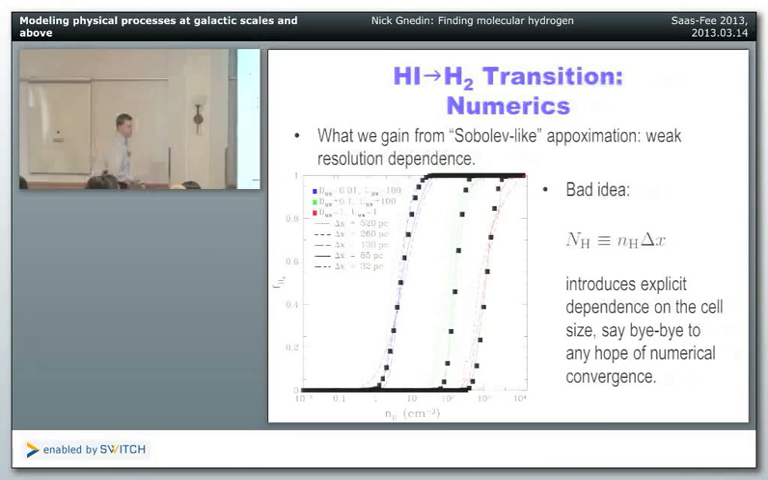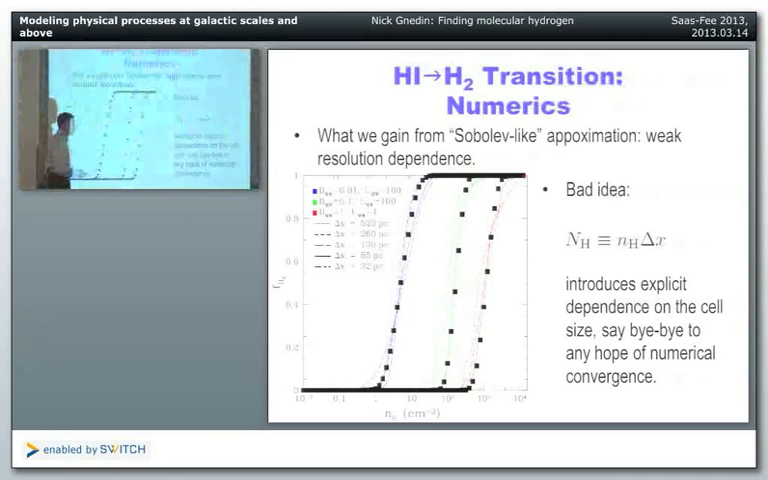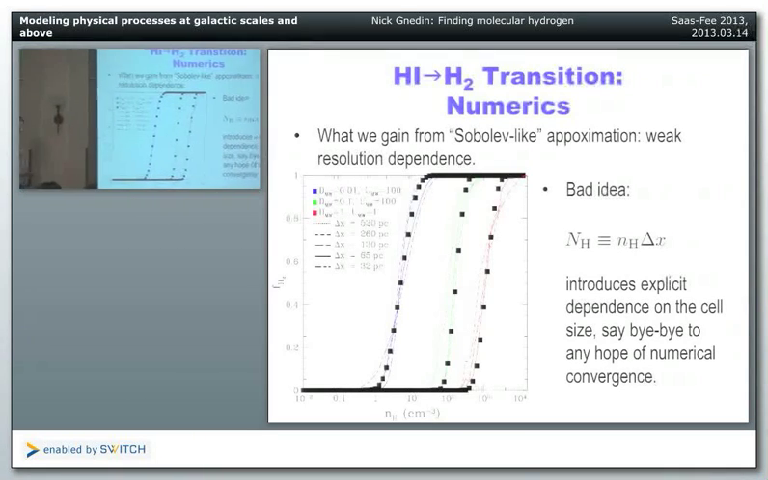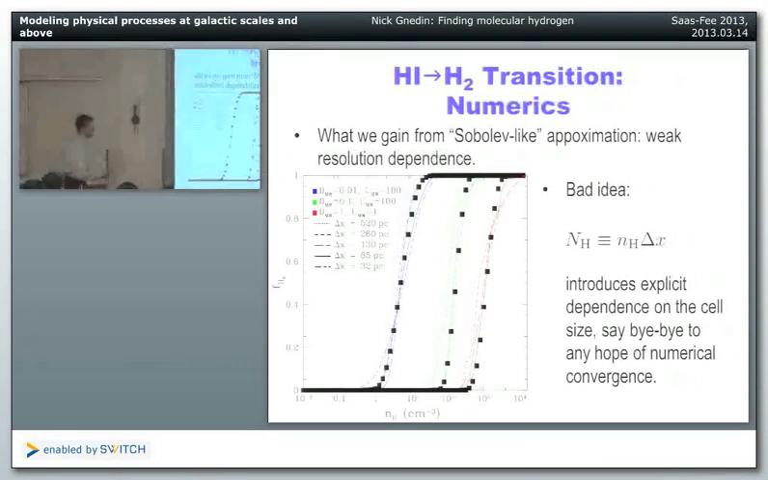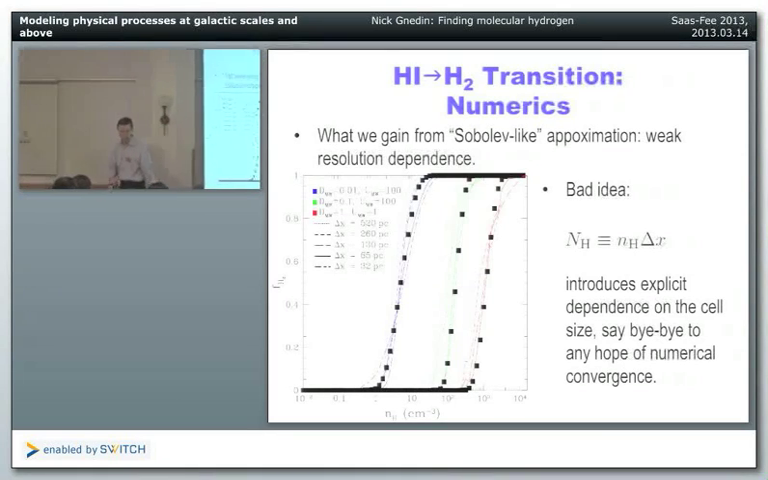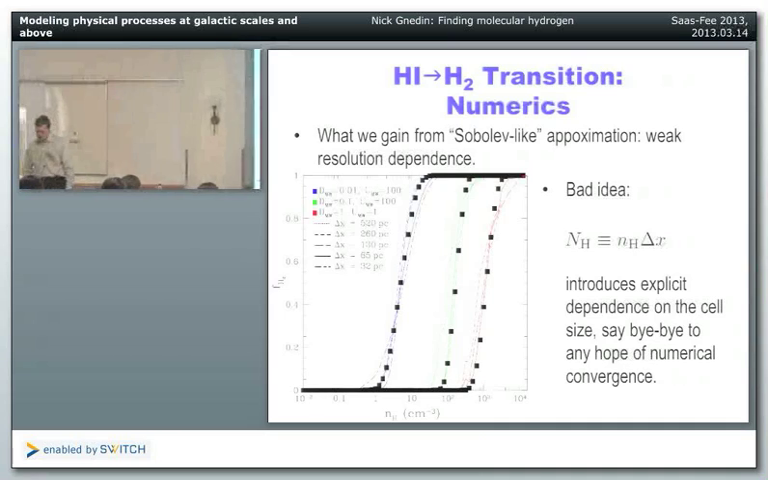And what occasionally people use is this. They take your simulation, take the density in your cell or SPH particle and multiply it by the cell size or the smoothing length. This is a very bad idea. There are actually papers that use this.